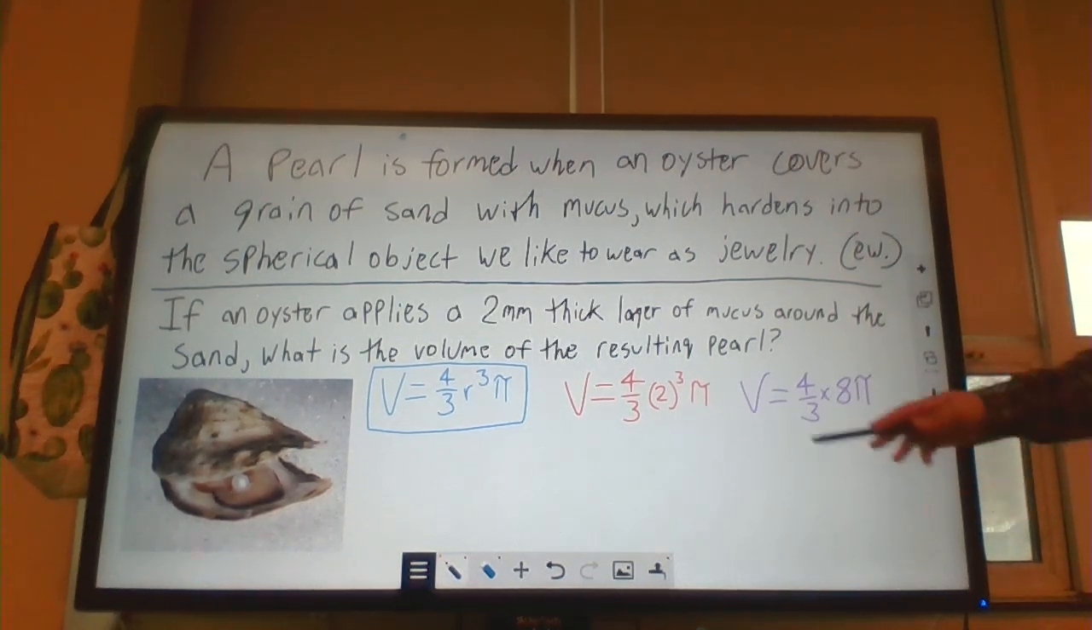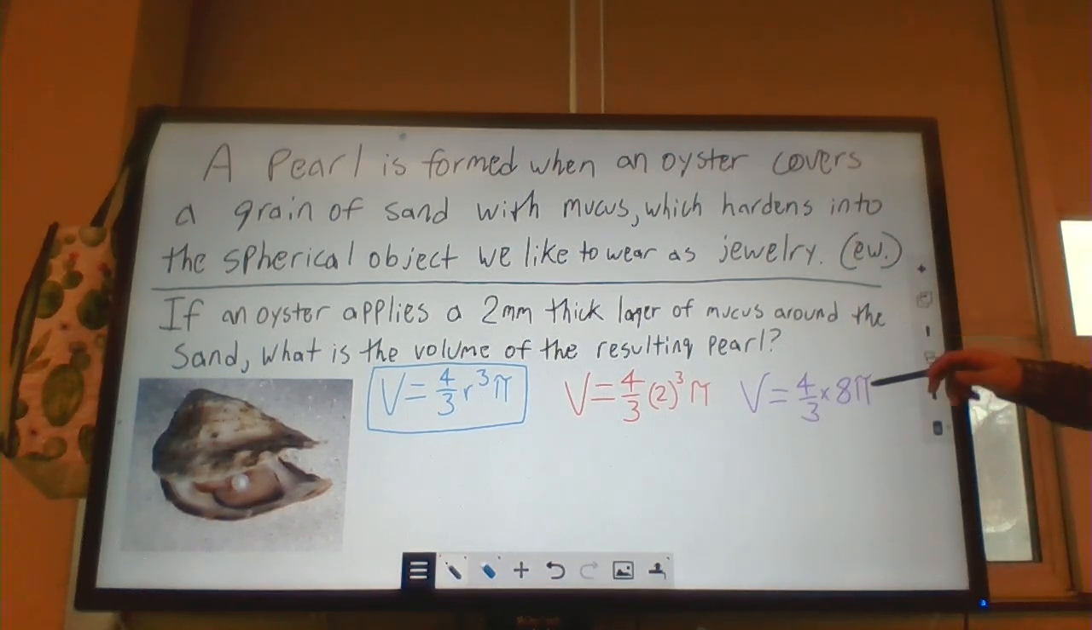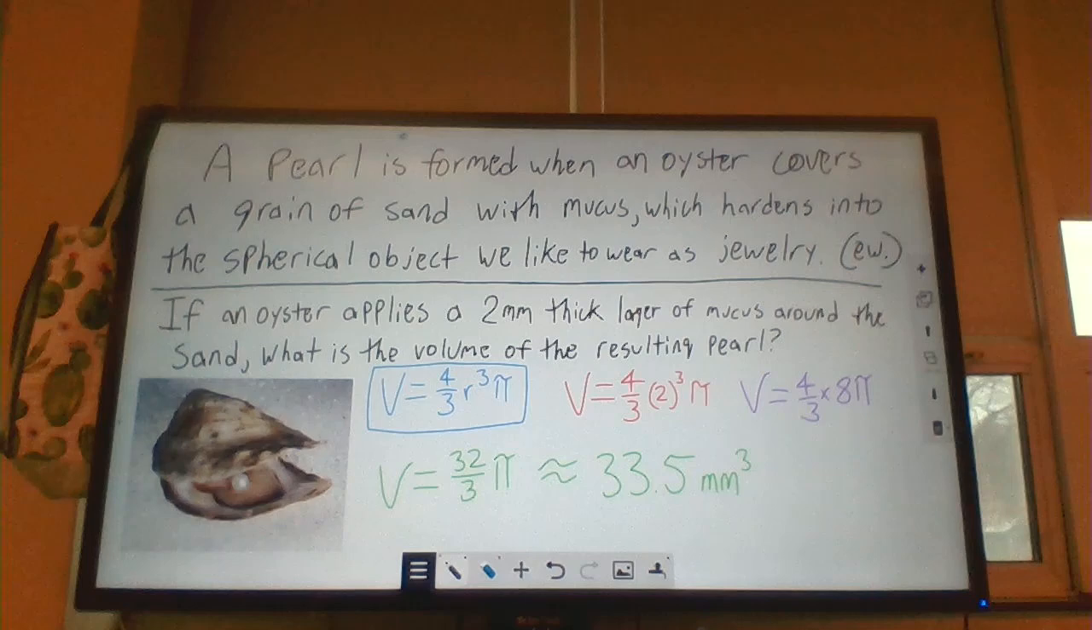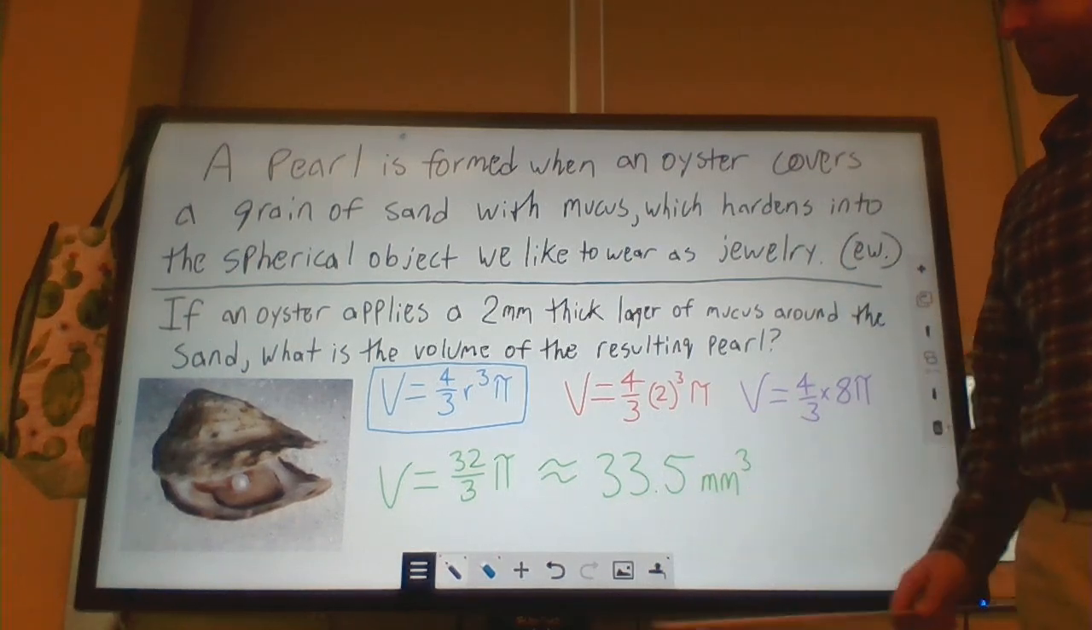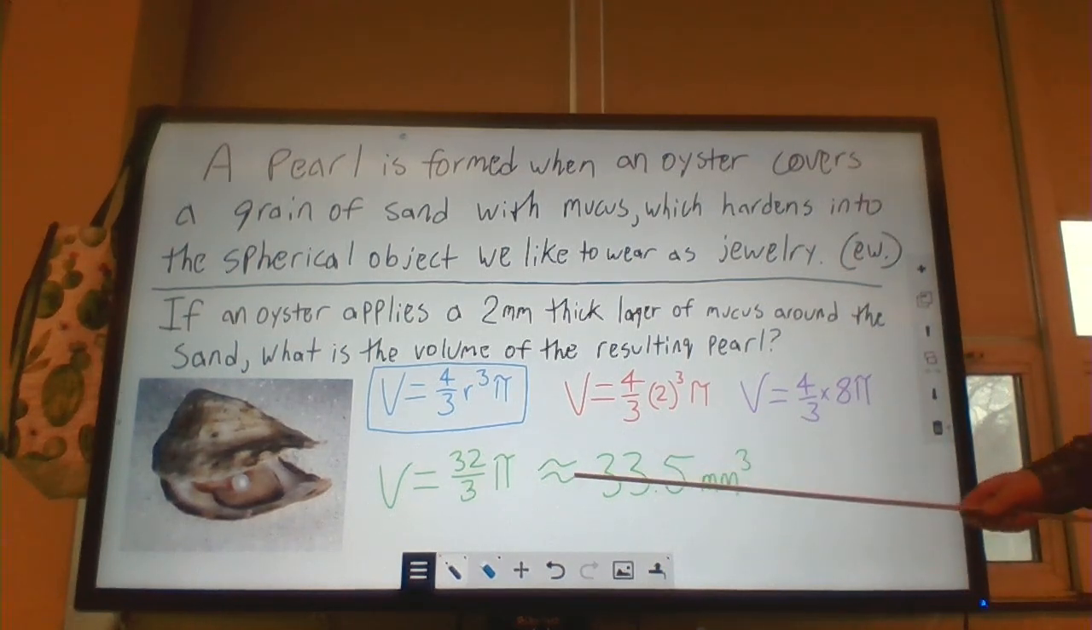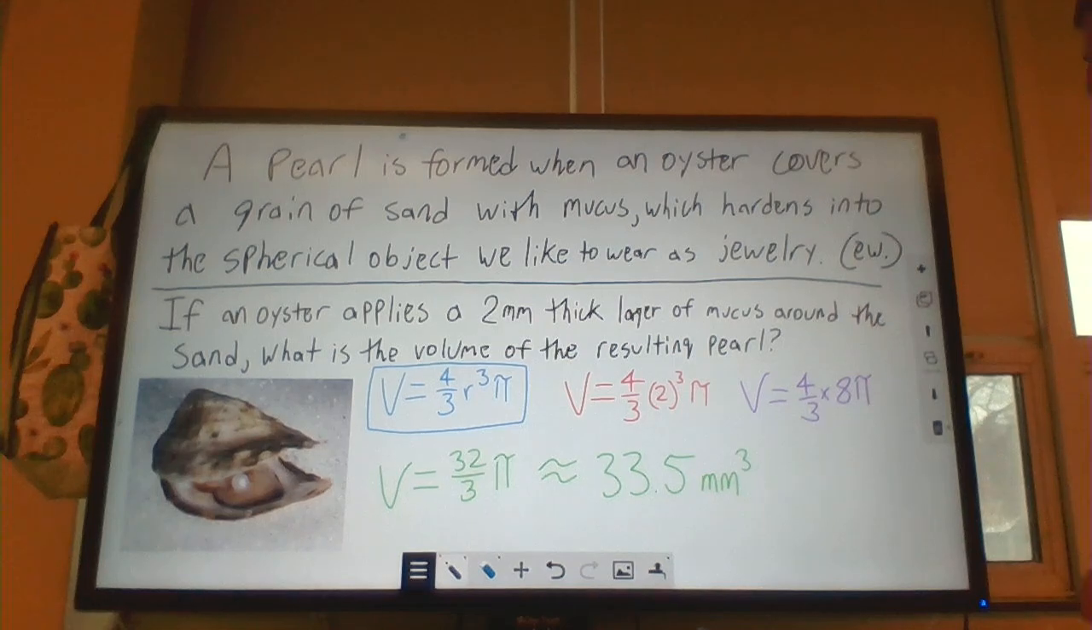Our first step should be to find out what 2 cubed is, which is 8, and then multiply that by 4/3 and times pi, which gives us 32 over 3 times pi, which we can then approximate using 3.14 into about 33.5 cubic millimeters.